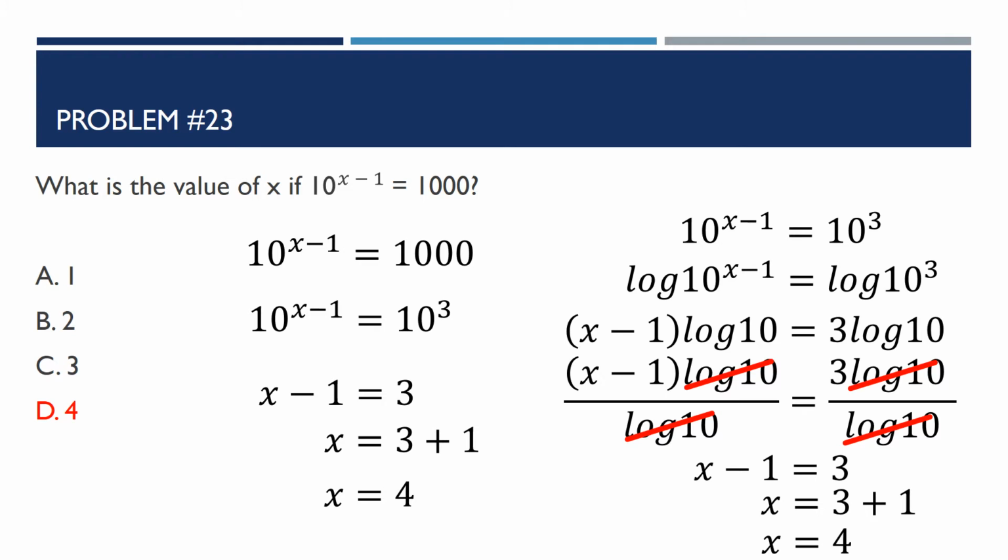So that's how you do it, just in case you cannot equate the two exponents because they have different bases. But in this case, since they are both 10, just equate the exponents so that it's easier and shorter to solve.